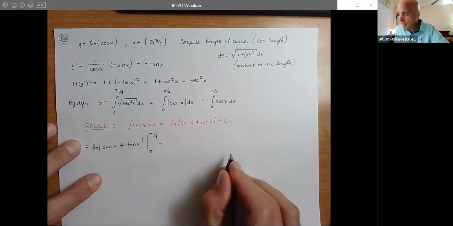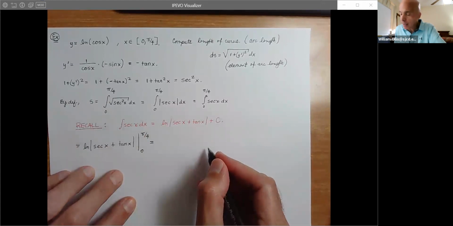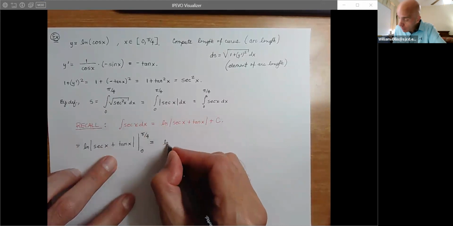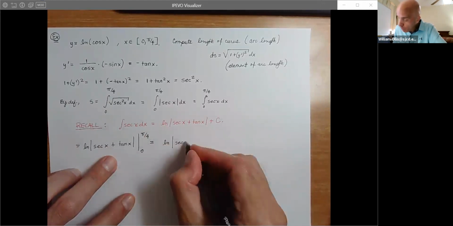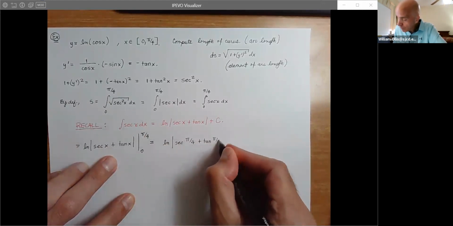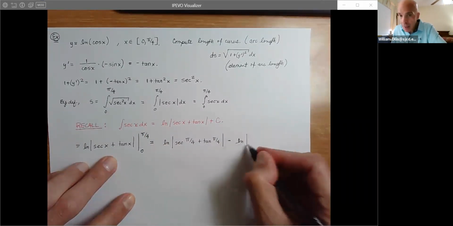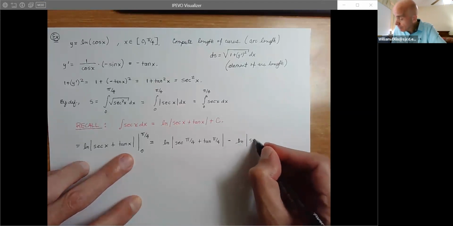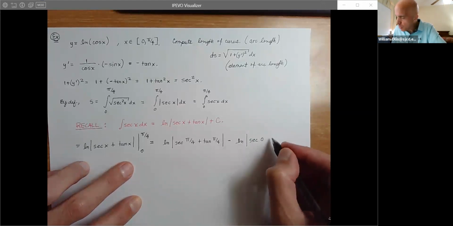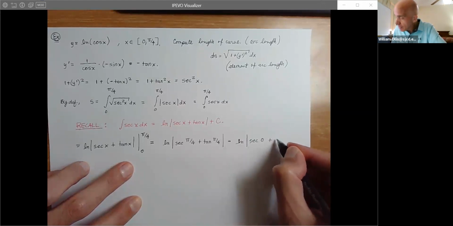Like I say, there's so many pieces here, and that's why we want to get as much practice as we can. So now we'll just go ahead and apply the fundamental theorem. So we have natural log of secant of pi over 4 plus tangent of pi over 4 minus natural log, and we'll have secant of 0. Now, of course, WebAssign always puts in the additional parentheses that you close, but that's not ambiguous here. That's secant of 0 plus tangent of 0.